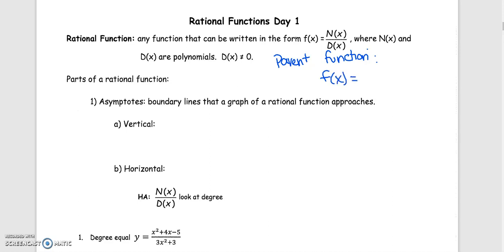So the parent function f of x equals 1 over x would look like this, just to kind of give you a guide. So we are going to talk about some parts. I'm going to give you a little quarter sheet that will help you kind of keep things organized as you are working through these.